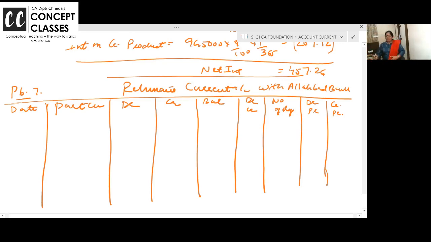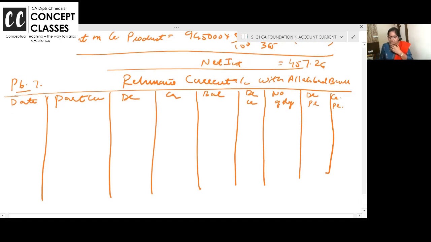Anyone having any doubt in making the columns? Ask whatever doubt you have. You can unmute and speak up. No problem. Date, particulars, debit, credit is the routine ledger. Then balance after every transaction. Then debit balance or credit balance. Then number of days and so on. Okay? Let's start together.